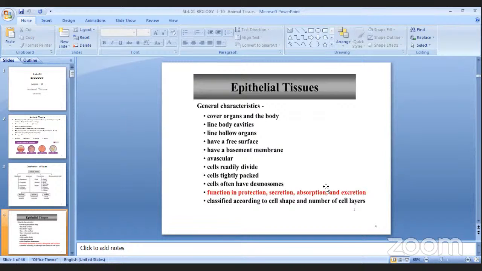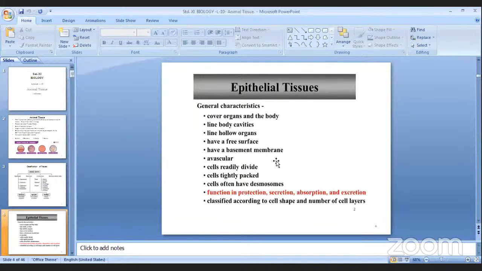Now, general characteristics of epithelial tissue: cover organs and the body. Students, epithelial tissue forms the outer cover of the organs of the body and the inner lining of the cavities or the organs which are hollow. So that is what is mentioned over here: cover organs and the body, line body cavities, line hollow organs, have a free surface. Now, the most unique characteristic of epithelial tissue is that all the tissues rest on a single non-cellular membrane known as the basement membrane.